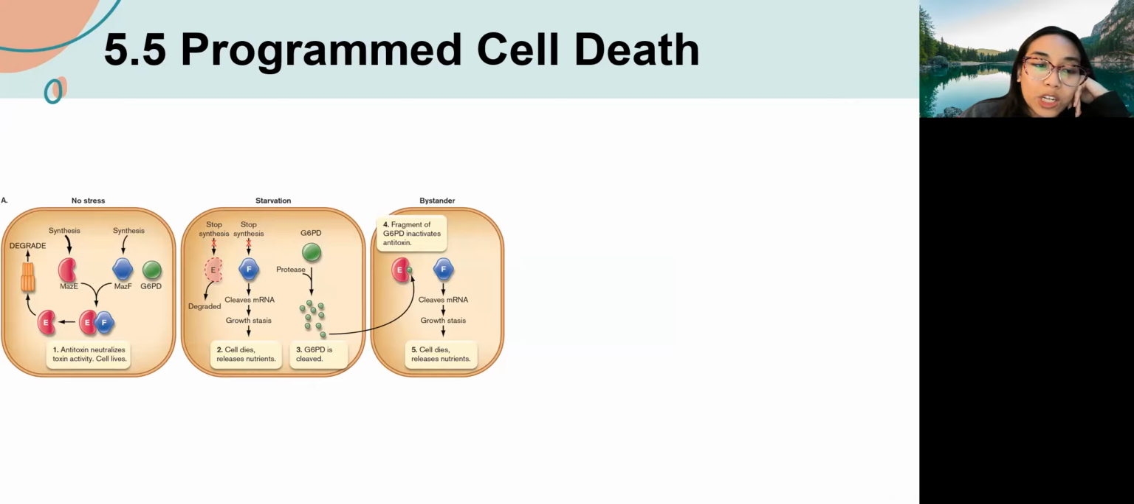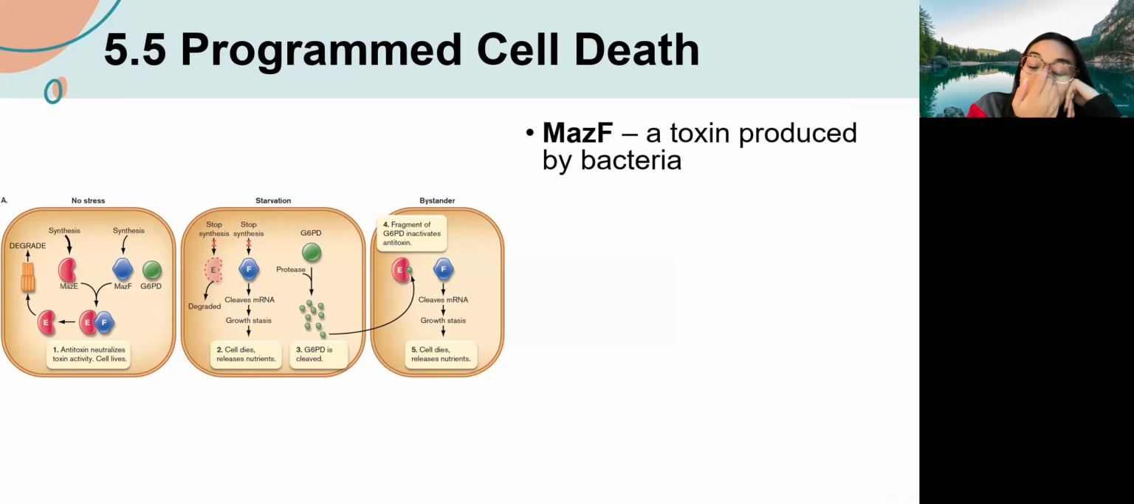I know nobody likes genes, but we got to talk about some processes. So how does this programmed cell death work? There's a couple genes here. We have MASF. MASF is a toxin that these bacteria produce, and if this toxin is activated, it will kill the bacteria. So it's kind of weird. The bacteria are producing something that could kill itself.